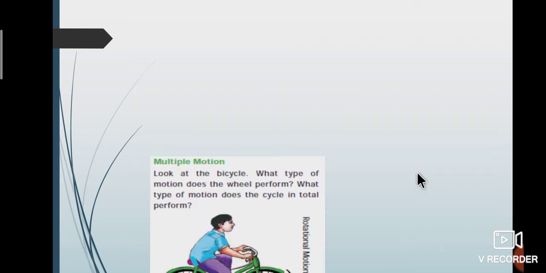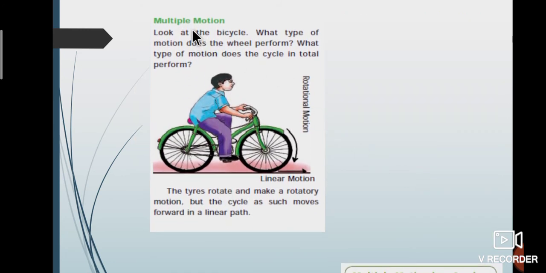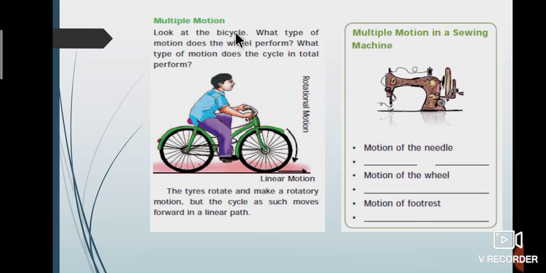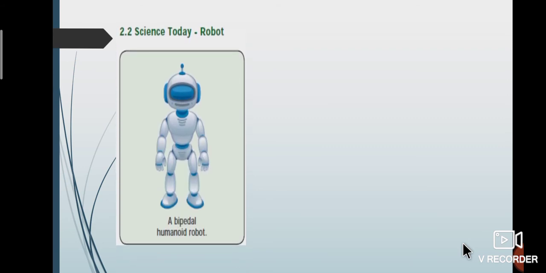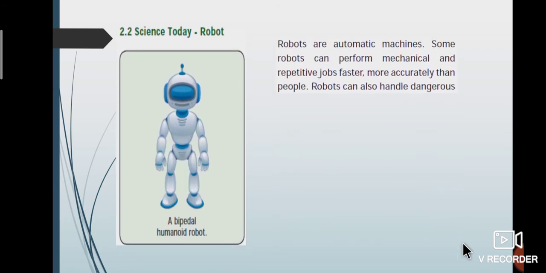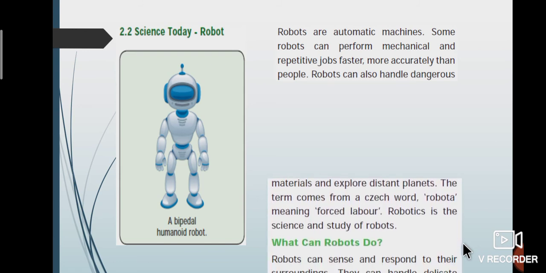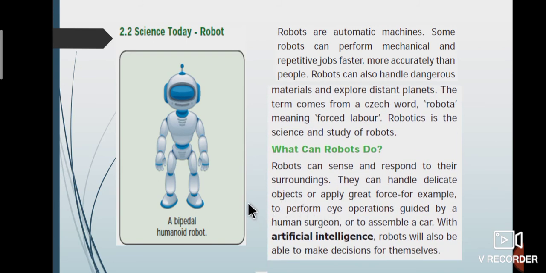Page number 32 explains the multiple motion, that is more than one motion of an object. That page has one simple activity also for multiple motion. Try it. Page number 32 also explains about robots. Yes, robots are automatic machines more accurate than people. They can sense and respond to their surroundings.